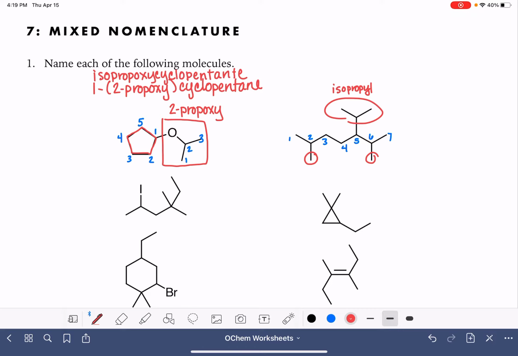We're going to alphabetize these substituents. So the isopropyl comes first alphabetically, 5. I just realized that I'm numbering this backwards. We need to number it to give all of our substituents the smallest possible set of numbers. 1, 2, 3, 4, 5, 6, 7. So this is a 3-isopropyl, 2,6-dimethyl heptane.